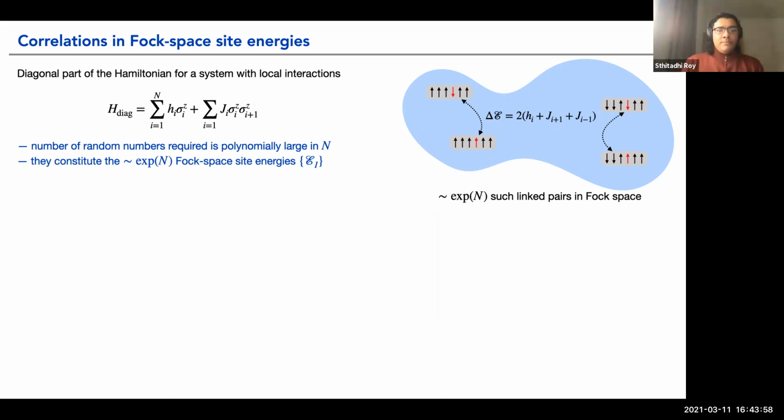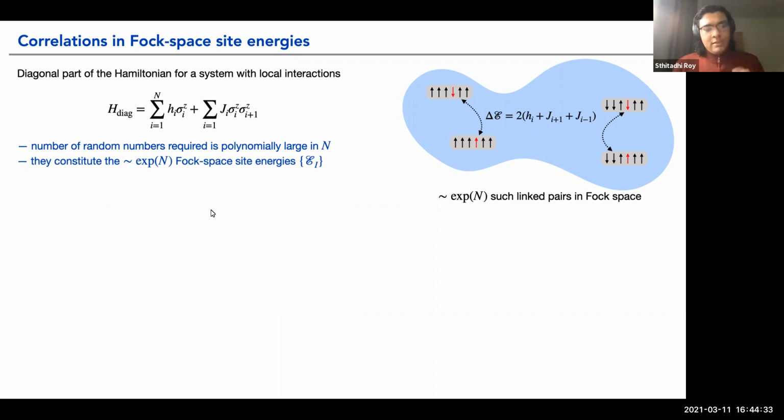Okay, if not, let me talk about correlations in Fock-space eigenenergies. Let's consider the diagonal part of the quantum spin chain that I had written. As before, there is a field in the sigma z direction, and there is a disordered interaction between the zz components. As we might have realized, the number of random numbers I need to specify this Hamiltonian is polynomially large in n. In this case, it's basically 2 times n.